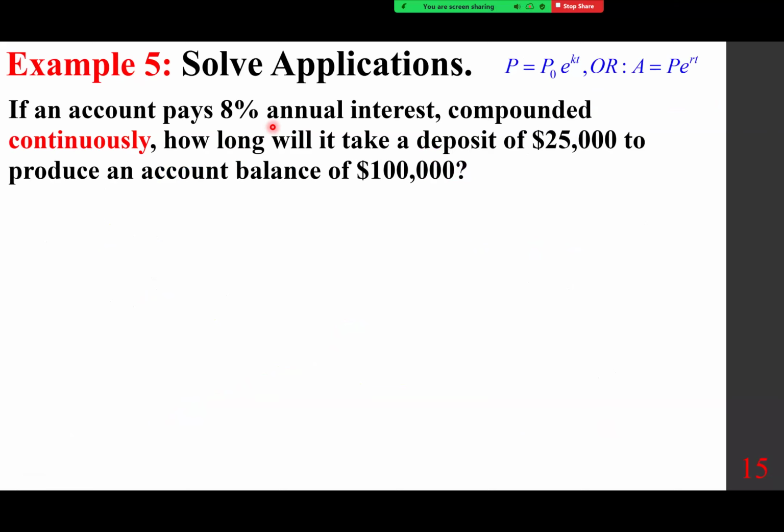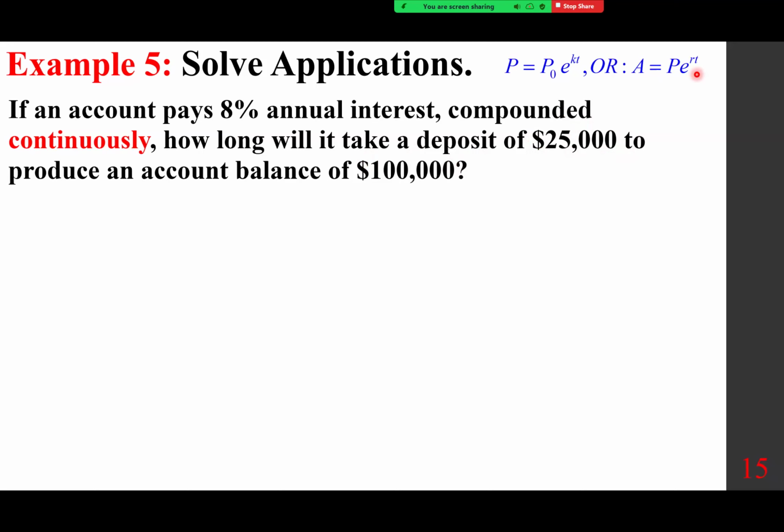If an account pays 8% annual interest, compounded continuously, how long will it take a deposit of $25,000 to produce an account balance of $100,000? We can plug into the formula to see what we get, because R is given as 0.08, P is 25K, A is 100,000, and T is missing. You can plug it in.